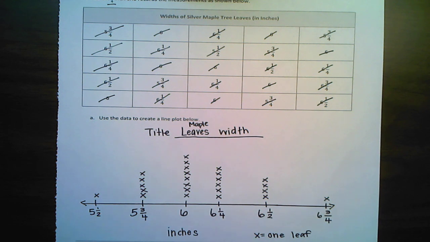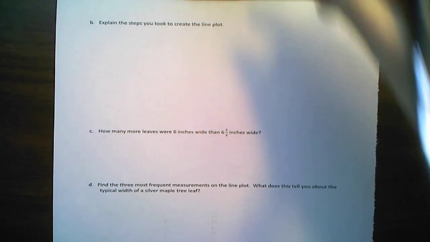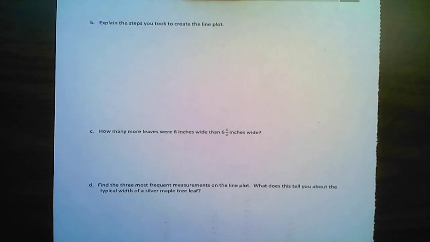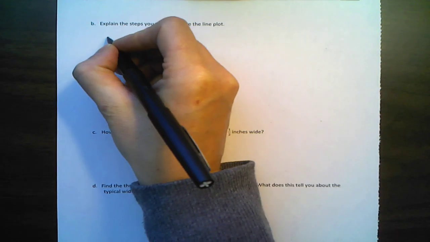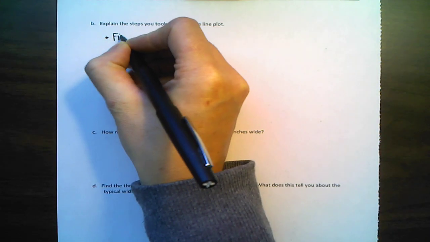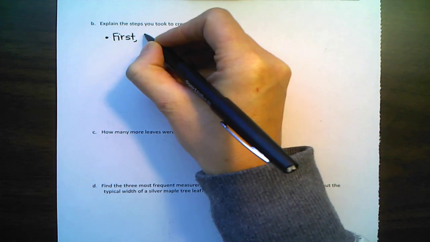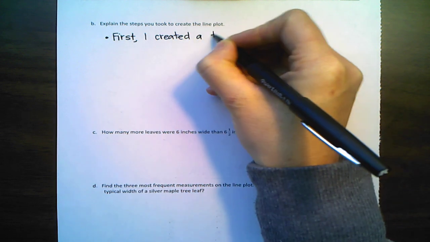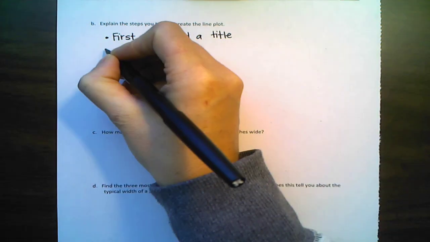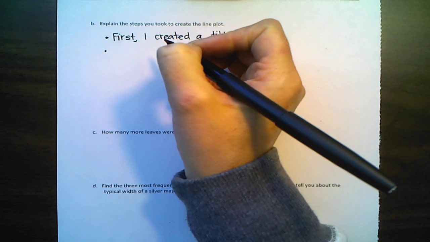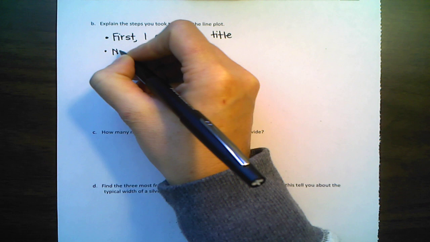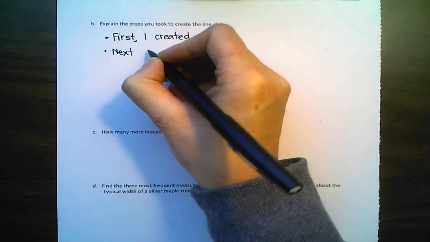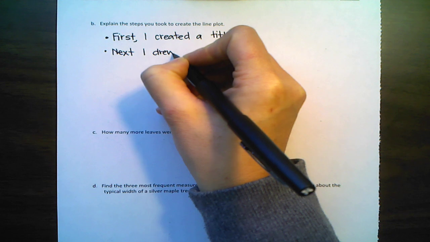Okay. Now let's flip-a-roo and see how to interpret the data or do whatever it's asking of us, right? So B says, explain the steps you took to create the line plot. So what do we do first? First, I created a title. What do we do next? Next, I drew the line.